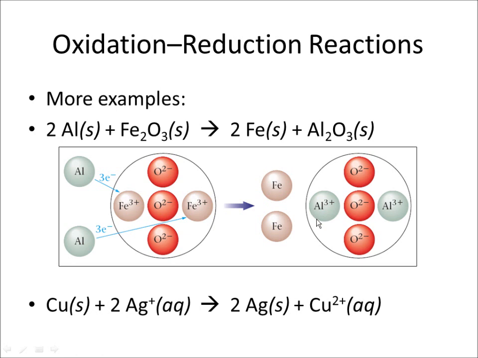So that's how I know that it lost electrons, because it had a 0 charge here, and then it has a +3 charge here. That means it lost 3 electrons. For iron, I know that iron had a 3+ charge over here. It has a 0 charge over here. That means it gained 3 electrons. So it had a change in charge of -3. That means it gained 3 electrons.